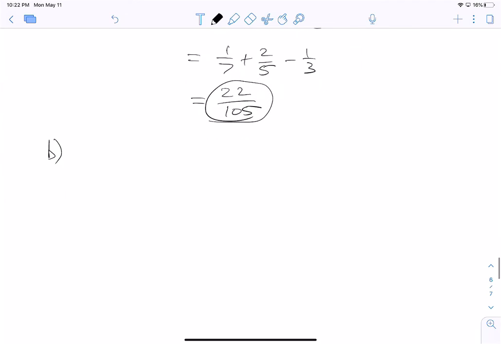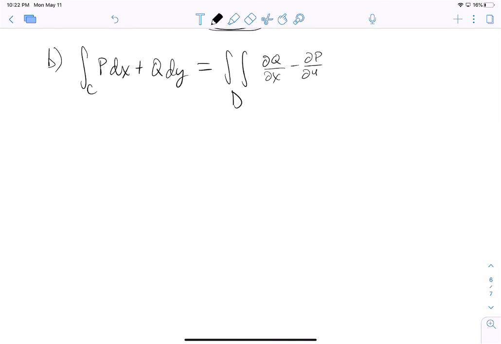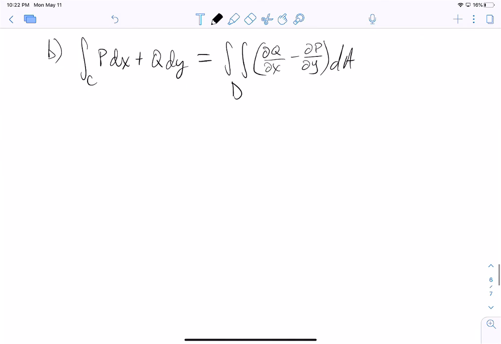Now, to use Green's theorem, I'm first going to remind us what it says. The line integral over C of P dx plus Q dy is equal to the double integral over D of the partial of Q with respect to x minus the partial of P with respect to y dA. I recommend writing it down anytime you need to use it for a while, because then it'll drill it into your heads.